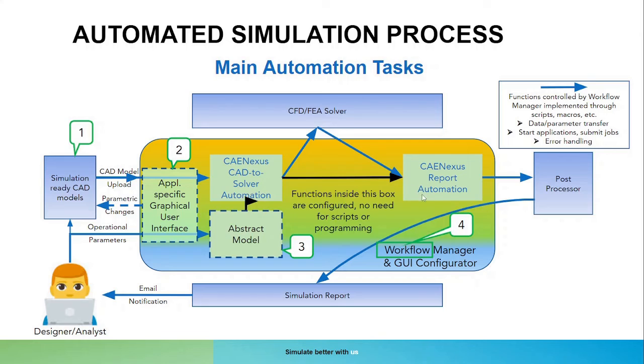Those result files will be used by CNX's report automation workflow, and with the help of some post processor, an automatic simulation report will be generated. That report, towards the end, will be notified to the designer or the analyst via email. So this is the overall overview of the automated simulation process.